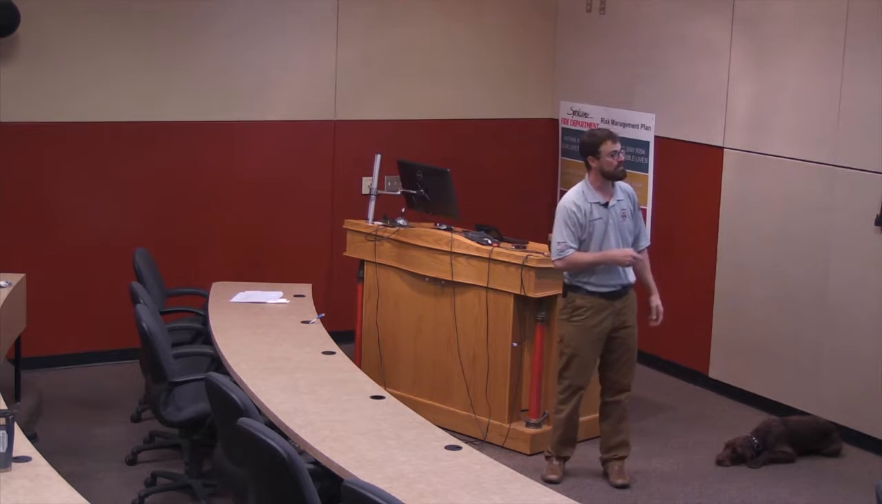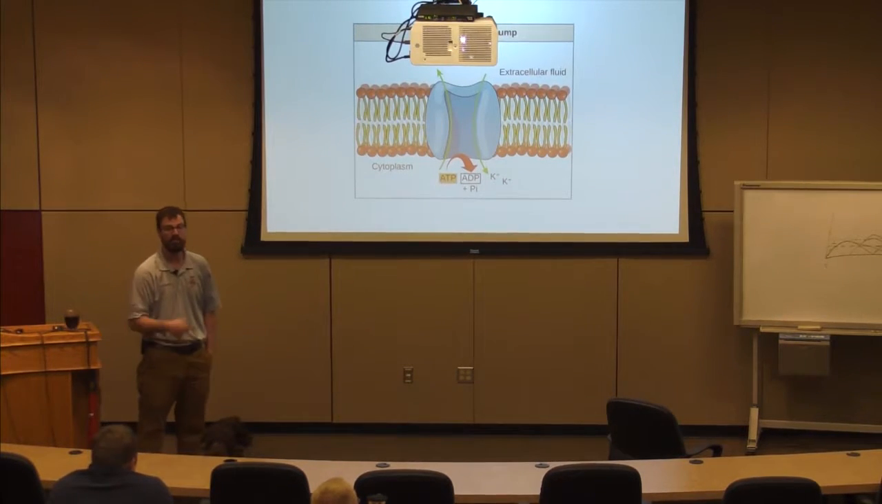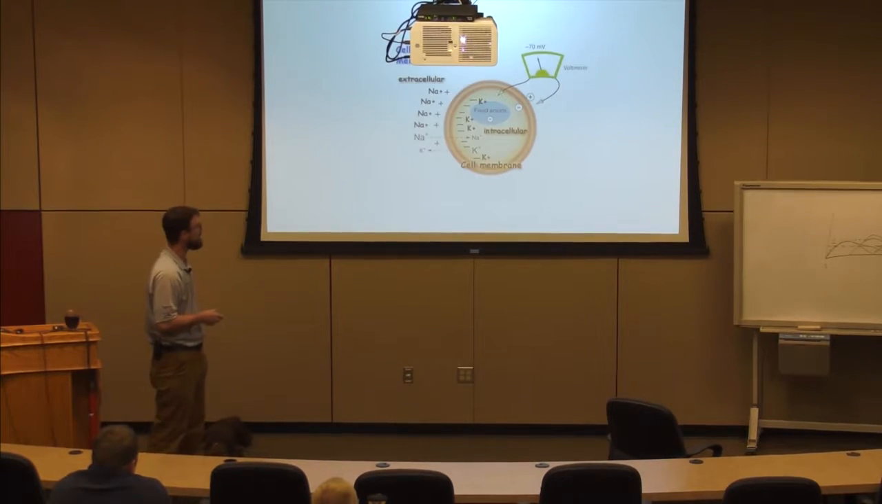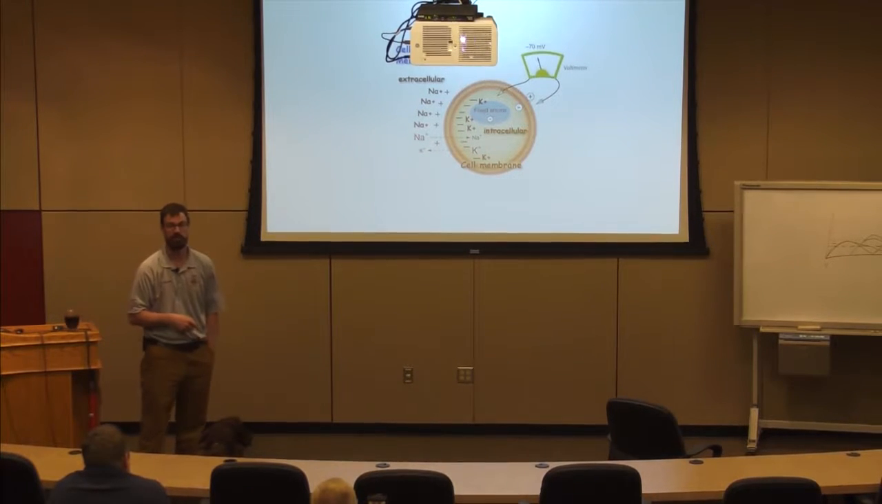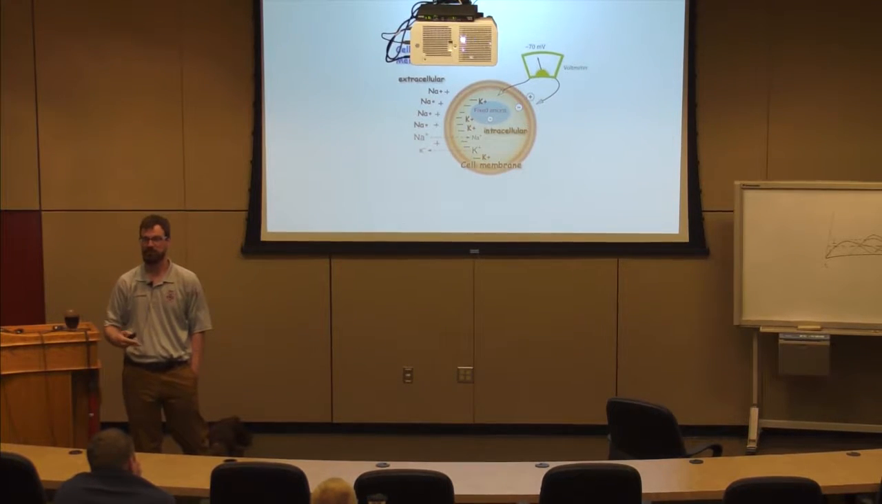So I have a net gradient here that develops because I pumped 3 positive charges out and I only let 2 in. If I do this 1 billion times on a cell, then I can generate a negative charge on the inside of the cell and a positive charge on the outside of the cell. And that becomes my resting membrane potential, right?